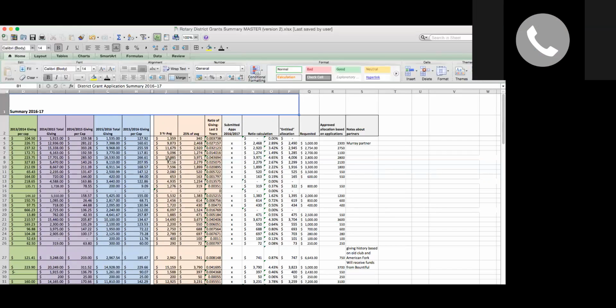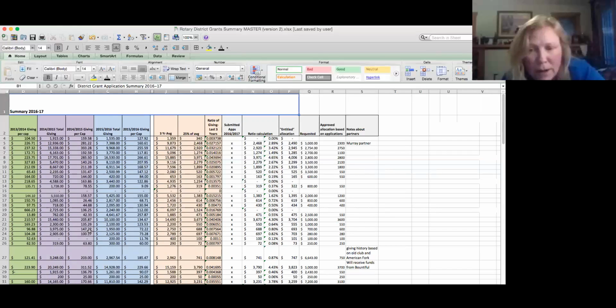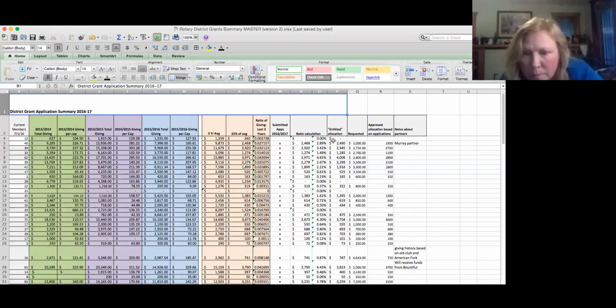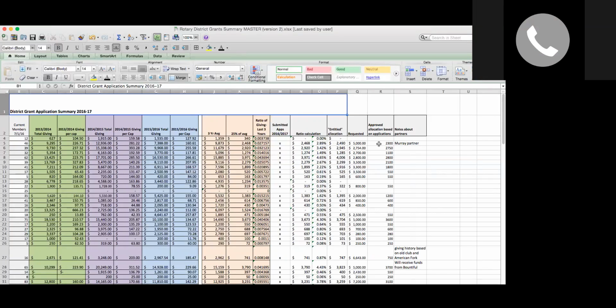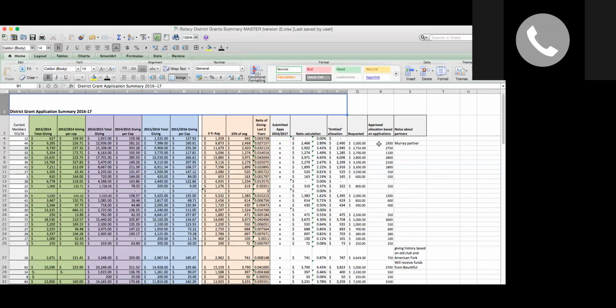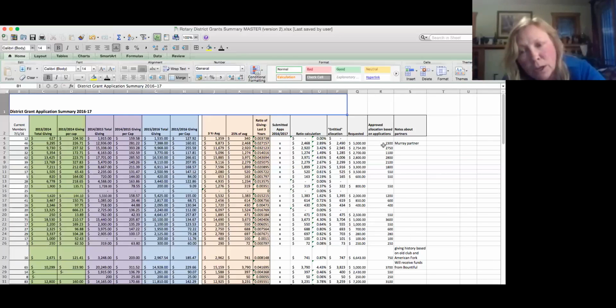For instance, on the first line here, we have Bountiful, and they were entitled to $2,490 based on the formula. They requested $5,000, and then based on what monies we actually had after we took out awards and funded a satellite club and a couple of new clubs, they ended up with $2,300.